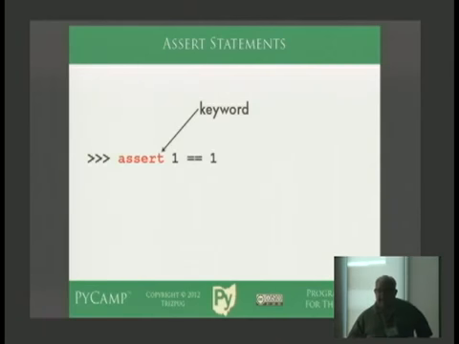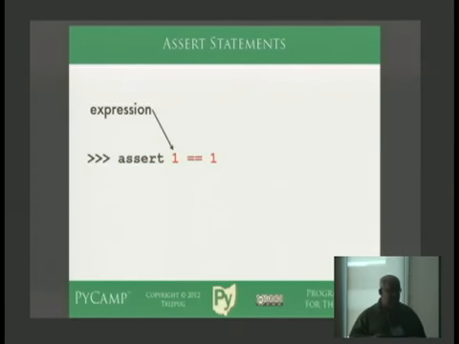So let's take a look at an assert statement. It has two parts. It has the keyword. We're here at the Python prompt, so if you're at a Python prompt, you can follow along with this. The three greater than signs are the Python prompt. The assert keyword starts an assert statement, and it's followed by an expression. In this case, it's an expression that has a Boolean value of true. 1 is equivalent to 1. That's sort of basic right there. So you have the assert keyword followed by an expression.